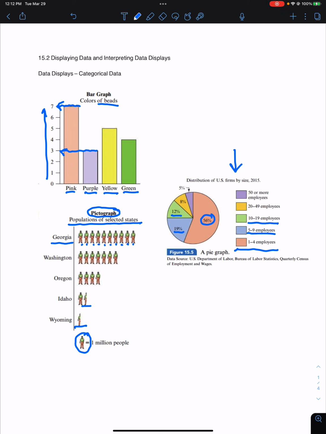And it's really good when you're talking about a group of data and you want to break it up into percents or chunks of different sizes. So these are some of our data displays. We're going to talk in the next video about more different kinds of data displays.